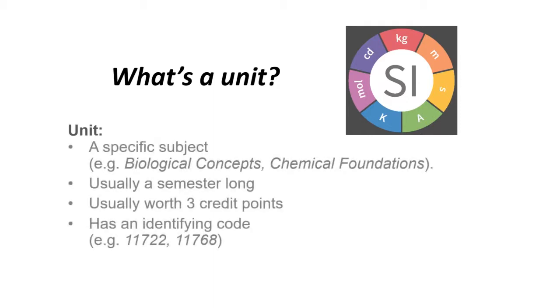A unit is basically a specific subject. So a lot of you are enrolled in biological concepts, as we've said. Biological concepts has an identifying code on the bottom here, 11722. A lot of the time, you'll find that we end up just for shorthand referring to units by their code. Not a big deal. You can look them up pretty easily.